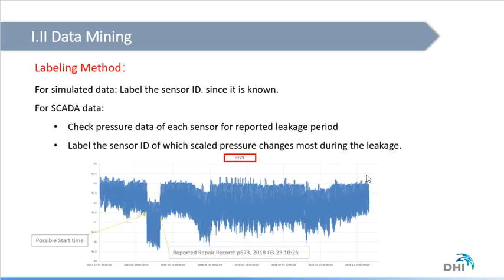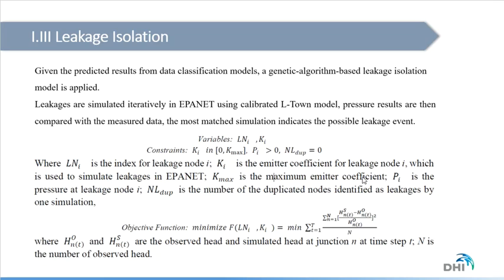So once we have the feature matrix and label vector, we can use them to train our LSTM and LightGBM models. So given the predicted results from our data mining model, we can use the genetic algorithm-based leakage isolation model.